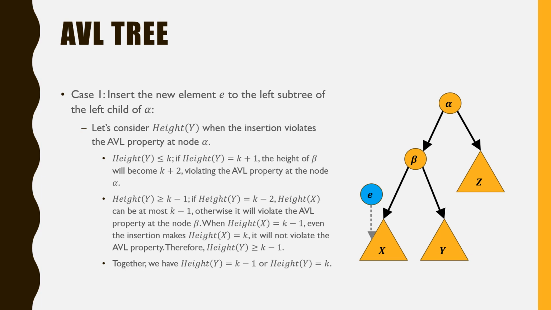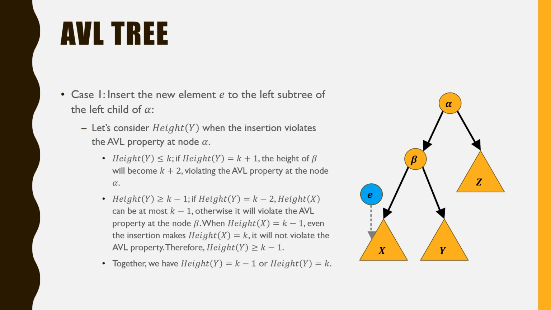If the height of y is k plus 1, then the height of beta is at least k plus 2. This will make the height of the left subtree of alpha at least k plus 2, while the height of alpha's right subtree, z, remains k. The difference in height between alpha's two subtrees would then be 2, which violates the AVL property. Since the tree is a valid AVL tree before the insertion, this scenario is not possible and the height of y cannot be k plus 1.